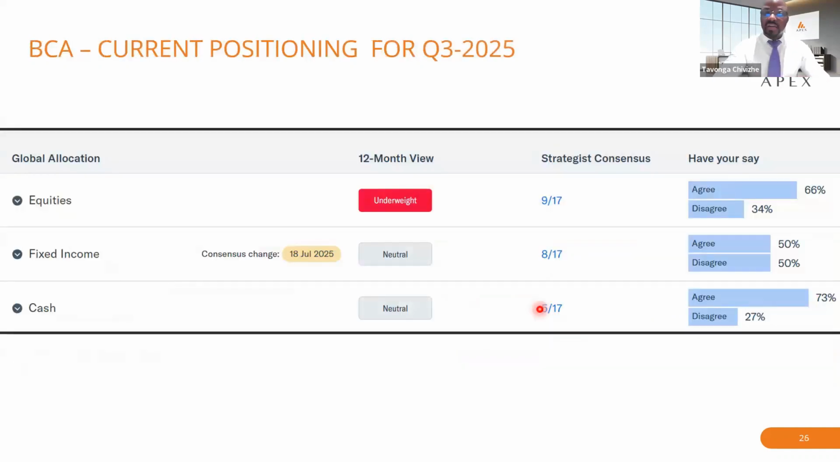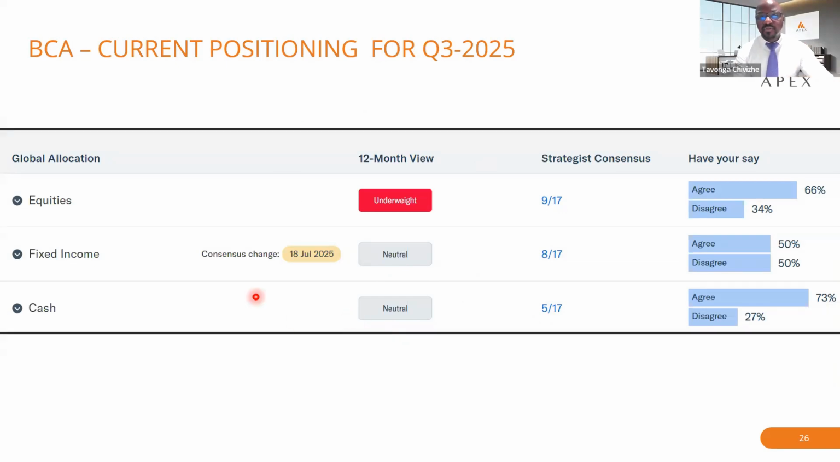Before I finish off on our positioning, I'm just going to quickly take you through BCA, Bank Credit Analyst. This is our independent investment research provider, giving you a sense of where they're positioned. I'm going to focus on three main areas. I'm going to focus on what their consensus view is.